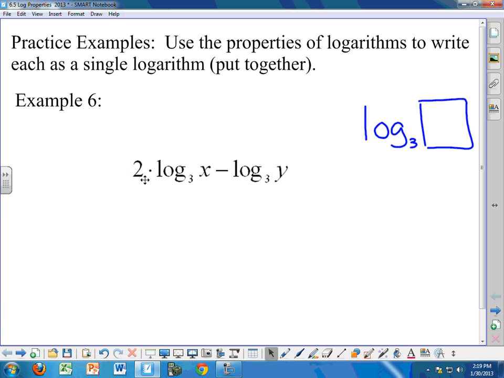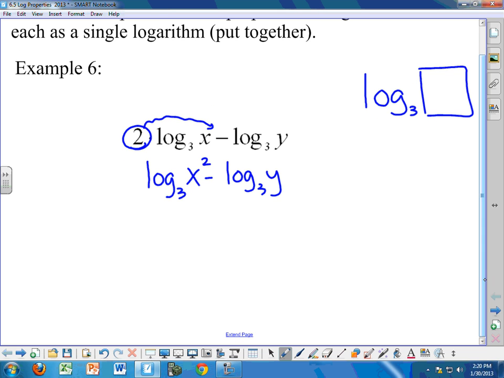So the first thing we want to do is take this 2, which we learned becomes a power inside. So that becomes log base 3 of x squared minus log base 3 of y. And that helps us out because now once we have that, we can use the subtraction property with logarithms as long as they're the same base to bring them together here. Log base 3 of x squared divided by y.